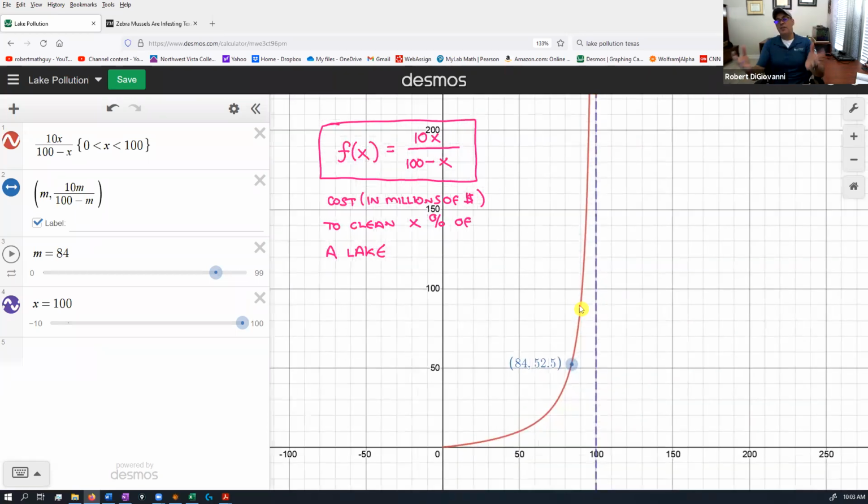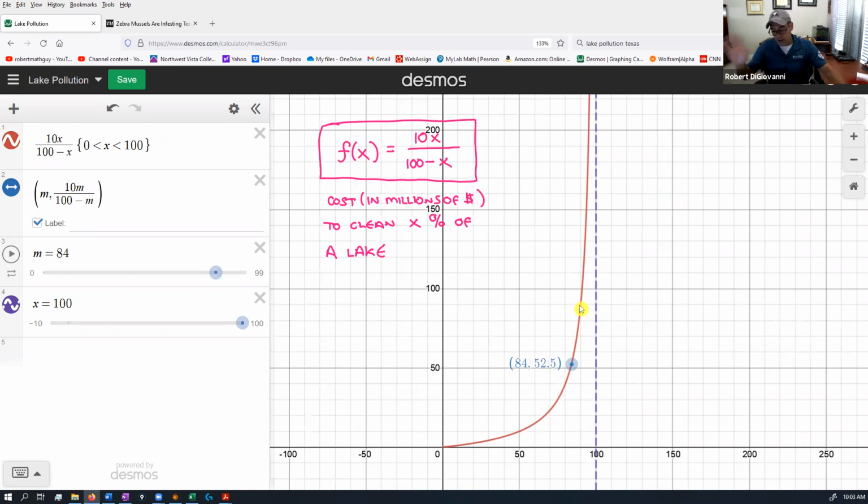So again, this was just to give you some perspective of where you can see a real rational function in a real world situation. It becomes economically not feasible to ever try and clean these mussels out. It just gets too expensive. That's why we won't ever do it, right?